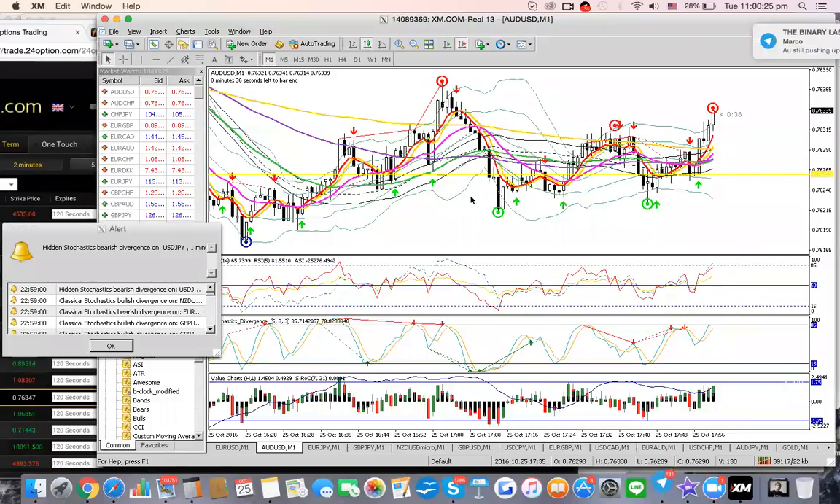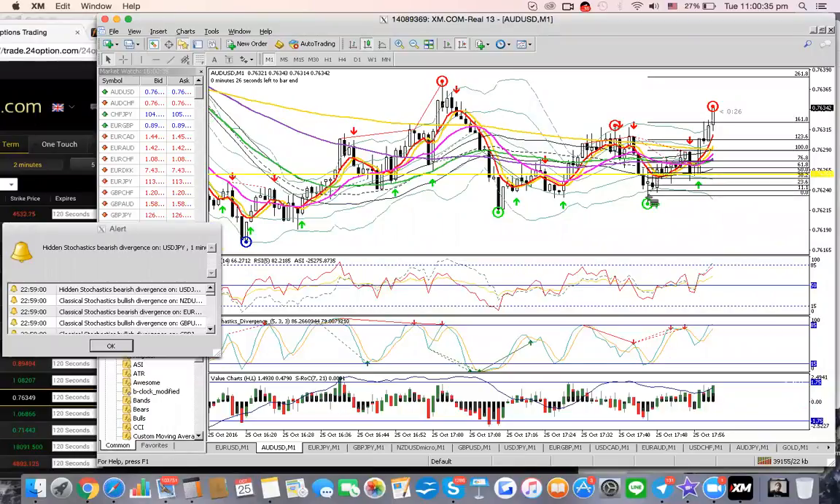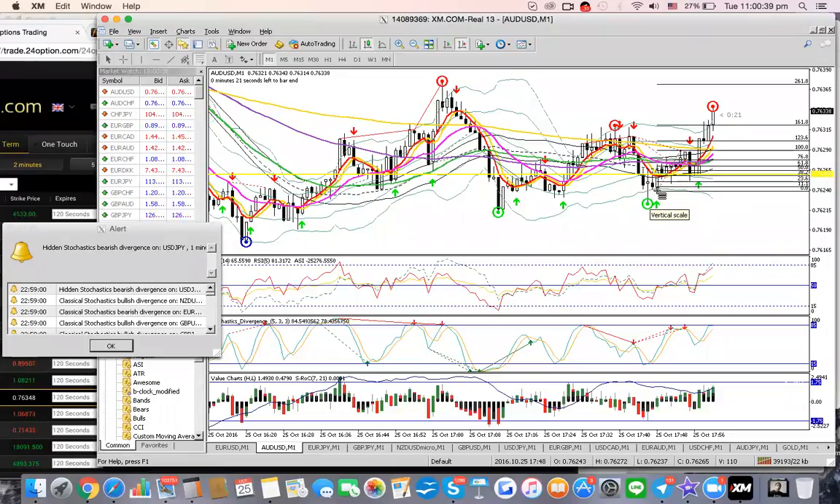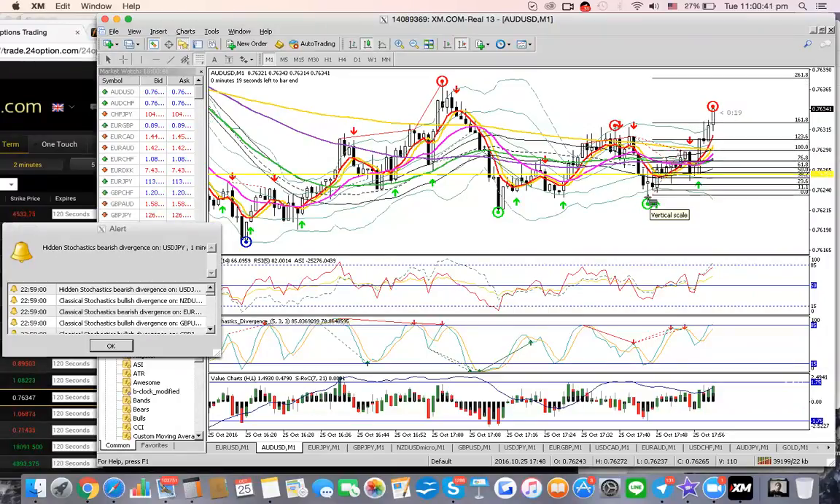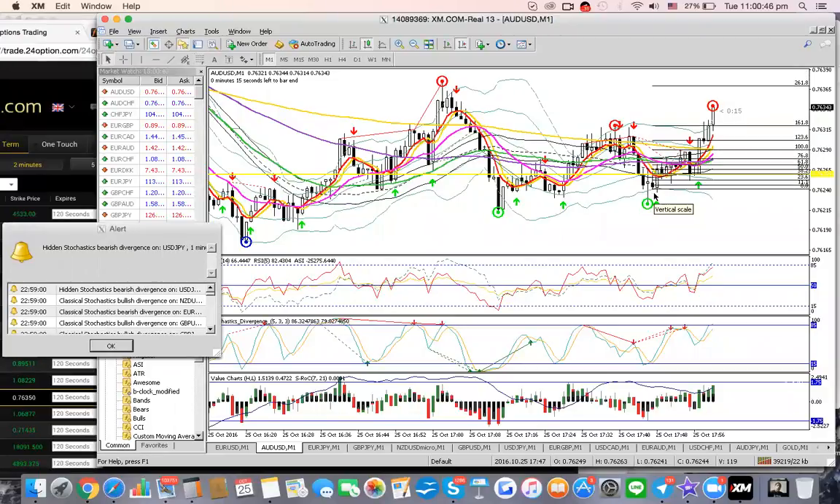5 minutes put, end of this minute. Gonna do a feeble on that, just to be sure. 161.8 in the previous movement. Might go all the way to 61.8. Looks good though.